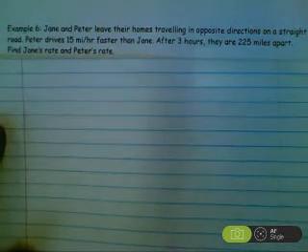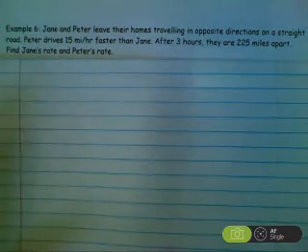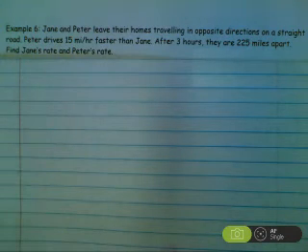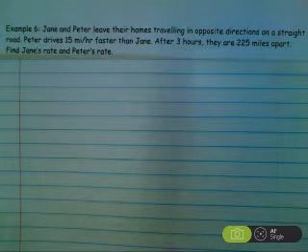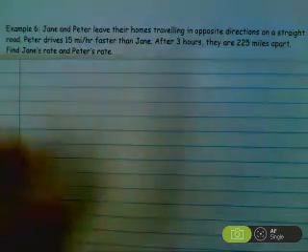This is another one of the infamous rate and time problems. In this example, our two people are going to be going in opposite directions, but they're going to be traveling a combined distance together. As we read through the problem, we're going to highlight important information.